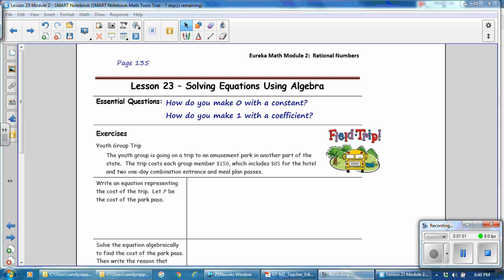The essential question for this lesson is, how do you make 0 with a constant and how do you make 1 with a coefficient? The youth group is going on a trip to the amusement park in another part of the state. The trip cost each group member $150, and this includes $85 for the hotel and 2 one-day combination entrance and meal plan passes. Write an equation representing the cost of the trip. Let P be the cost of a park pass.